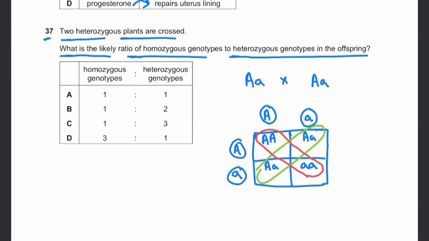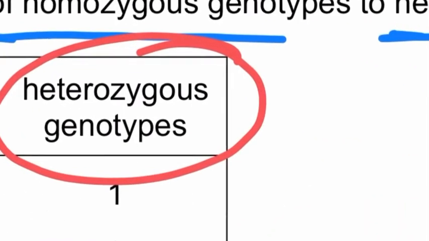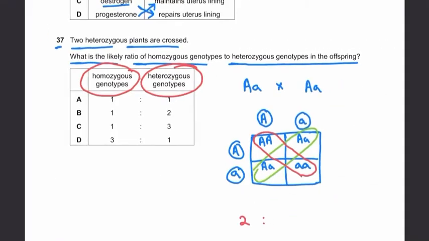So guys, how many heterozygous genotypes do we get? Two. And how many homozygous genotypes do we get? Two. So if we simplify, the ratio will be 1:1. The answer is A. Two homozygous genotypes, that are capital A capital A and small a small a, and two heterozygous genotypes, that is capital A small a.